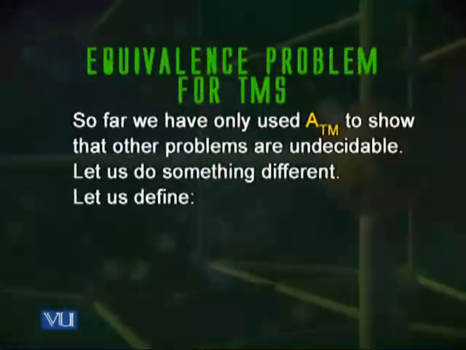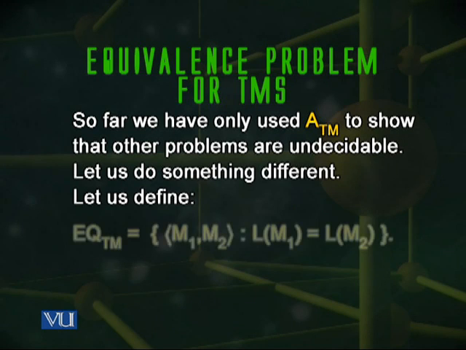Let's go further and look at another example. So far, we have been using our pet problem, ATM, to prove that other problems are undecidable. Let's do a different example now. This is what I call the equality problem for Turing machines, EQTM. It consists of encodings of pairs of Turing machines M1 and M2, such that the language of M1 is exactly equal to the language of M2.